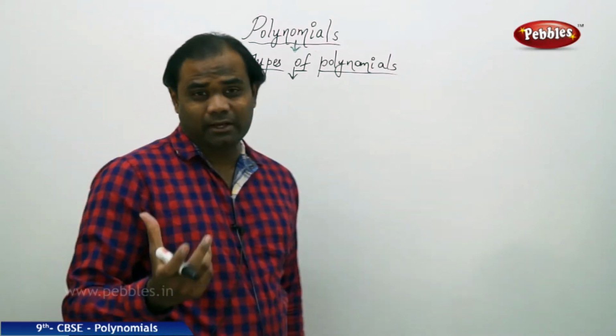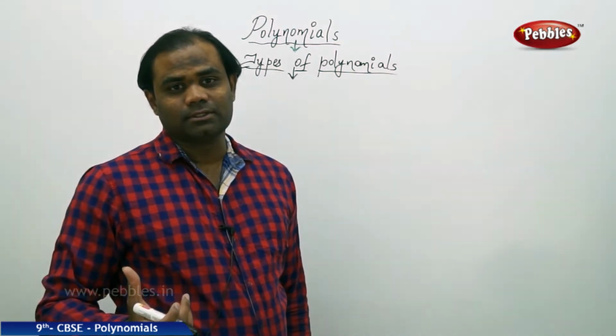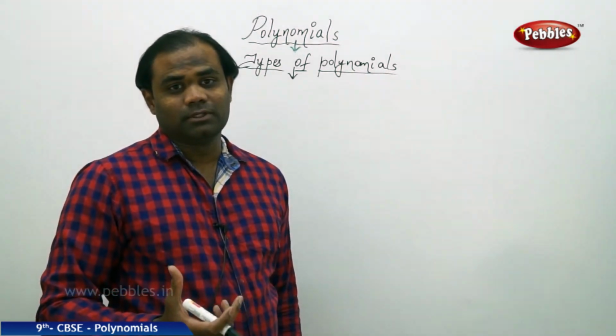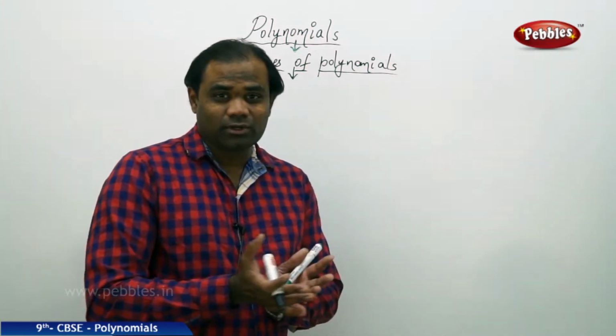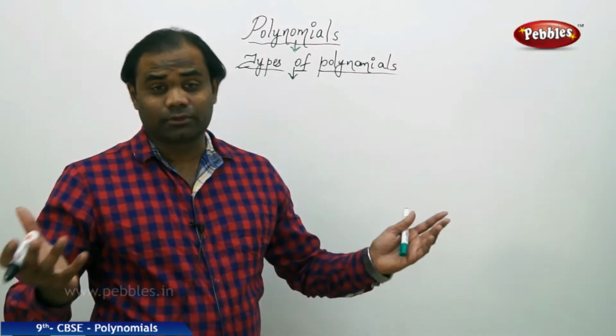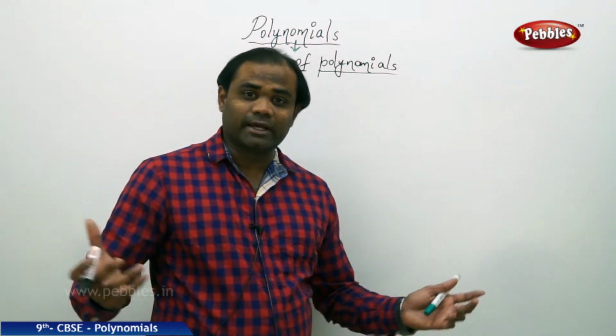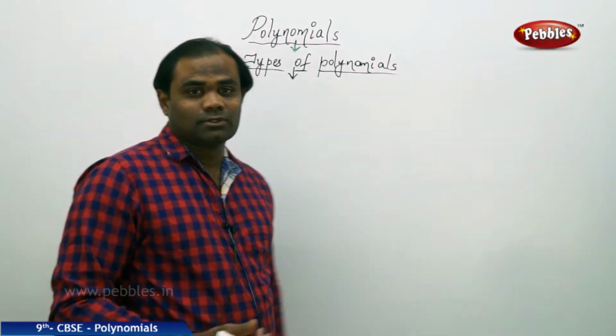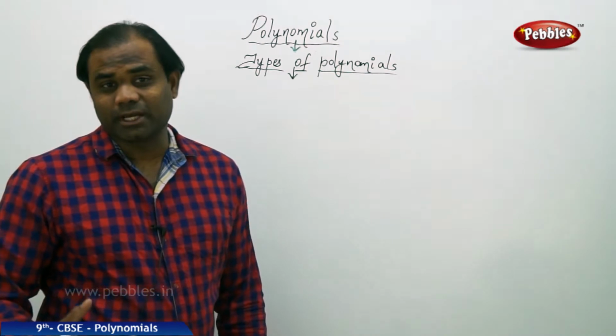A polynomial can have any number of terms depending on the given problem. So what if it has one term? What if the polynomial has two terms or three terms or four terms, etc.? So let's start with a polynomial which has one term.